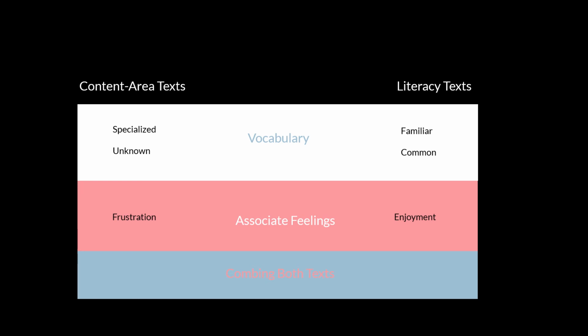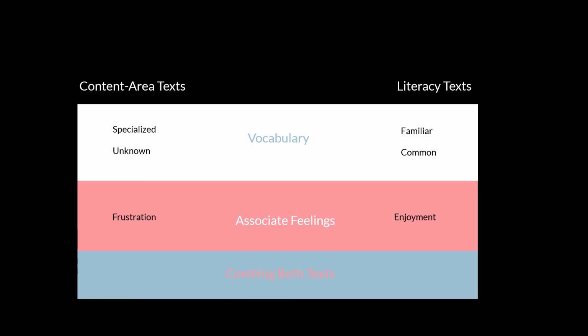In comparison to that, literacy texts utilize much more familiar and much more common vocabulary words, and a lot of times they read like a novel, so they're much more engaging and exciting, and usually have a good storyline to follow. So students enjoy reading those texts a lot more.